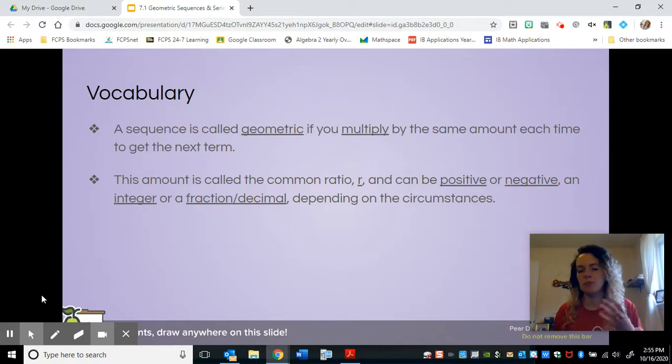That common ratio can be positive, it can be negative, it can be an integer, it can be a fraction or decimal. It all depends on the circumstances. So you'll see any one of those four things happening.